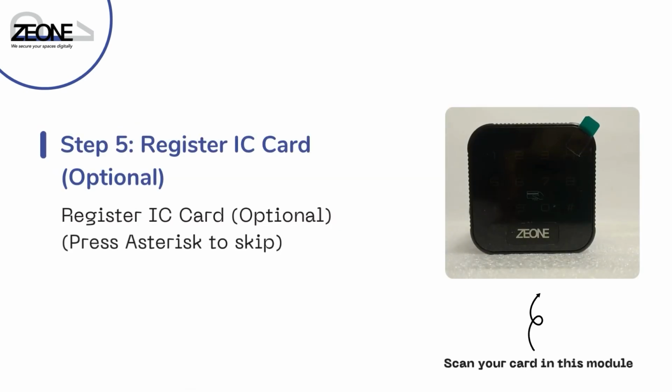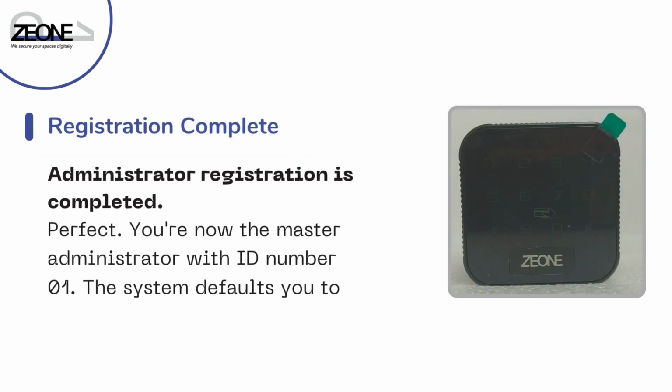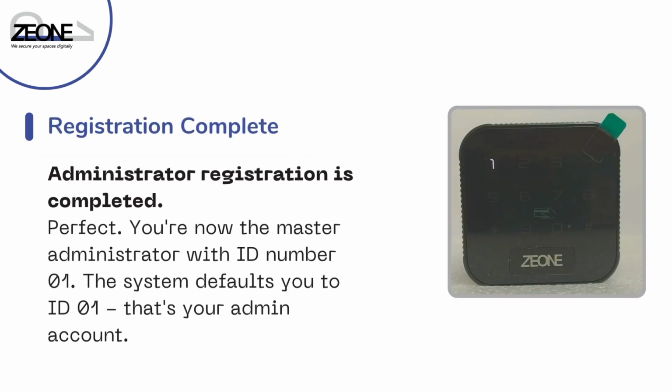Step 5. Register IC card. Register IC card or press asterisk to skip. Registration complete. Perfect. Now you're the master administrator with ID number 01.